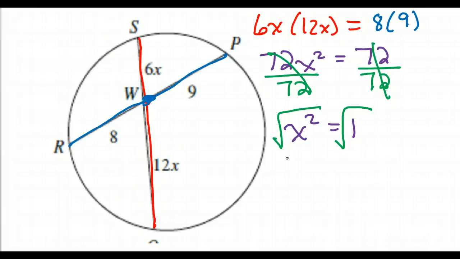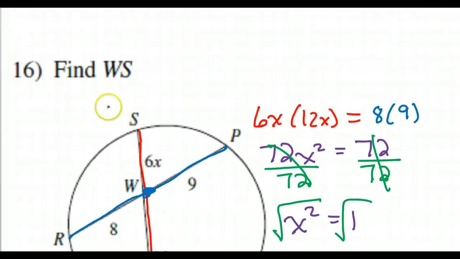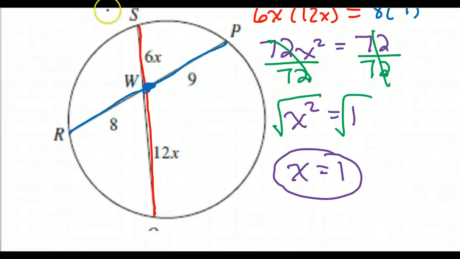And normally we would do plus or minus 1 right now. But you cannot have a negative length, and if we had a negative 1, this would be negative 12. That's no good. So we will not even bother writing down the negative version of this. So x equals 1 is the only possible solution under the circumstances. But that is not the answer to the whole question. One more time, we're supposed to find the length of ws. ws is this red. So let me erase everything else. So I'm going to substitute this 1 back in.